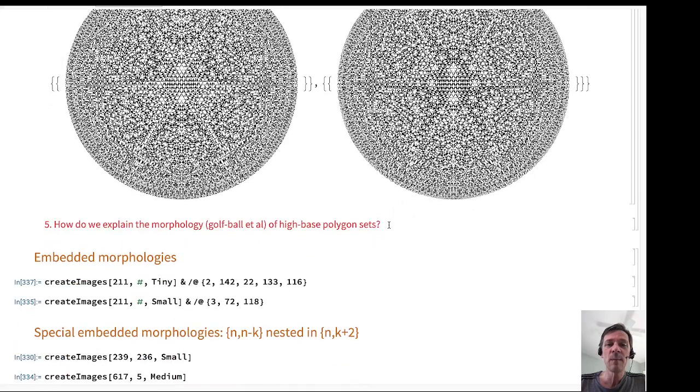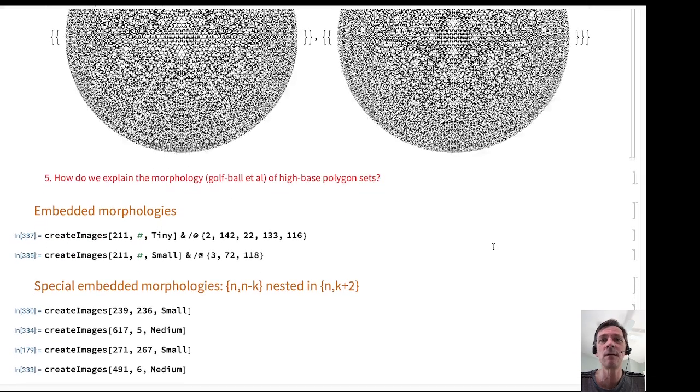So I come to my next modular arithmetic question: how do we explain the golf ball morphology and the pointed stars morphology of these high base polygon sets? All right. So again, an exercise left to the reader, not just because they might be fun for you, but because they're a little beyond my ken. And I'm going to come on to the next point, which I'm calling embedded morphologies.